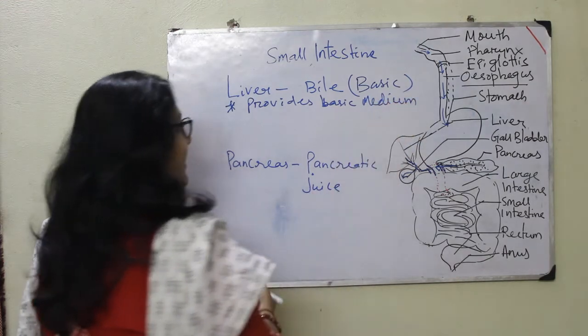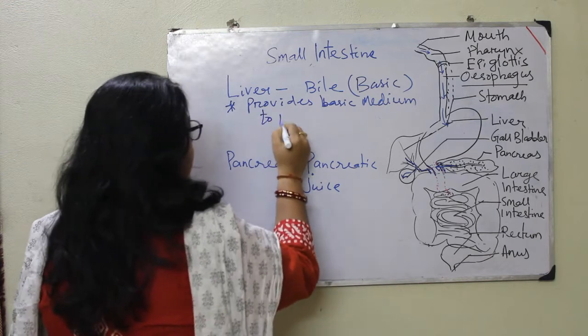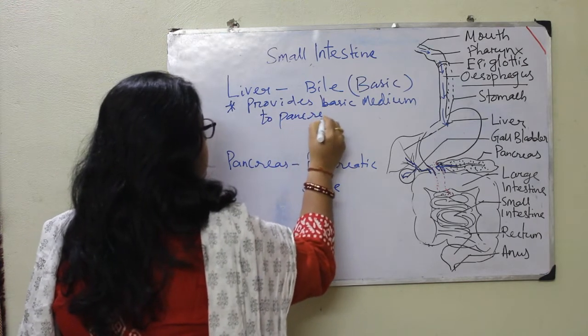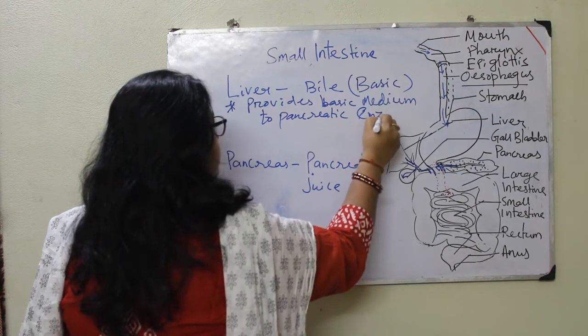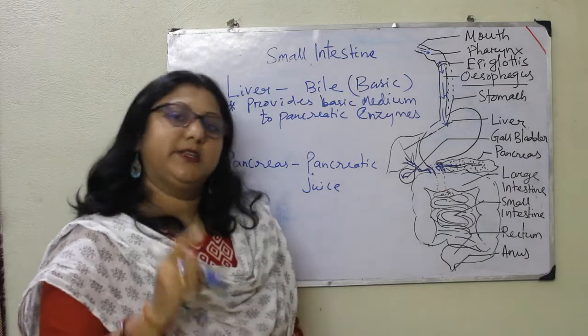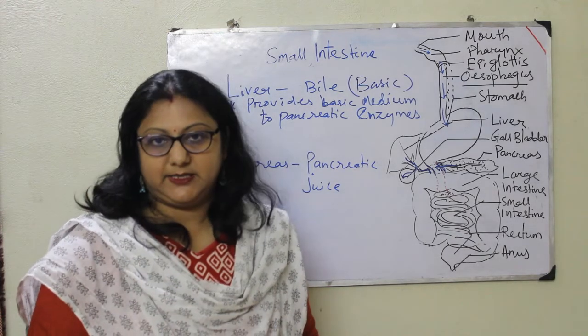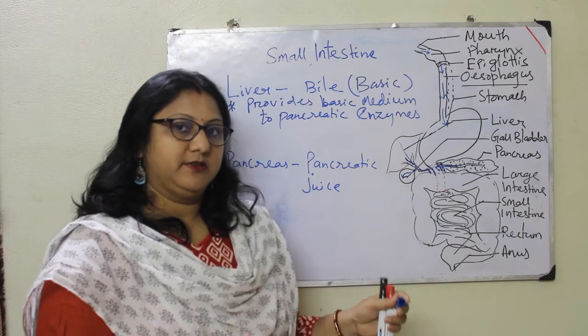Okay, bile provides a basic medium to the pancreatic enzymes. So that is the first role that bile plays. Pancreatic enzymes are there for digestion, right?